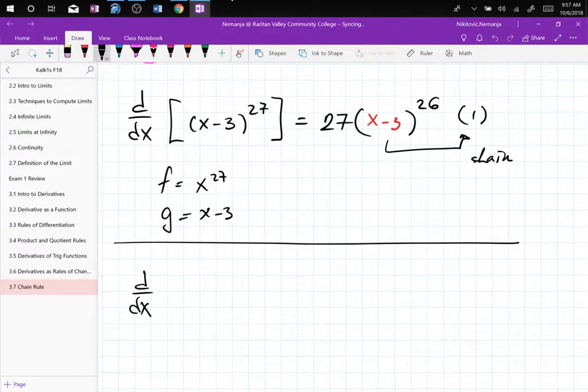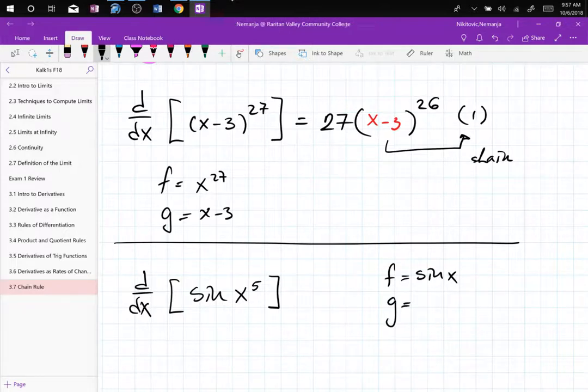The derivative of sine of x to the 5. We had this exercise before for decomposition. We know that f is sine x and g is x to the 5. That is something that should be clear from our decomposition.